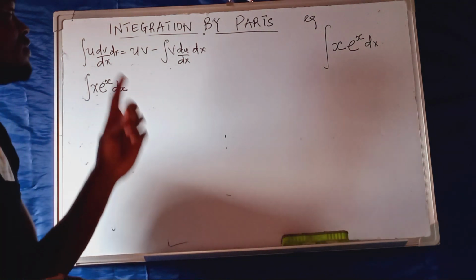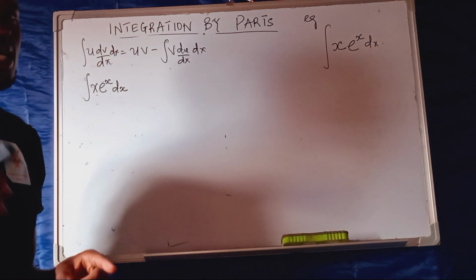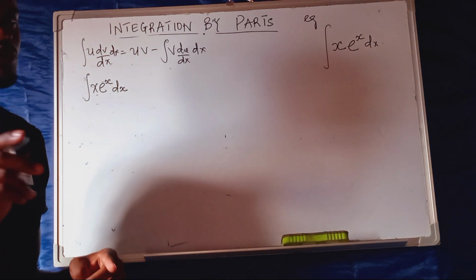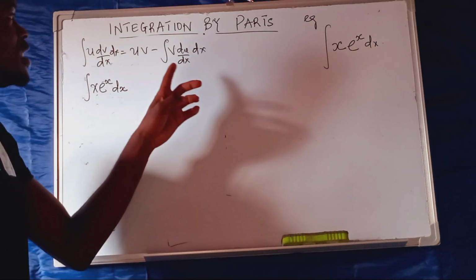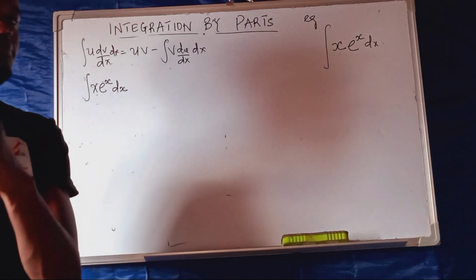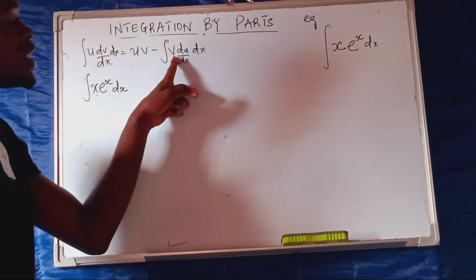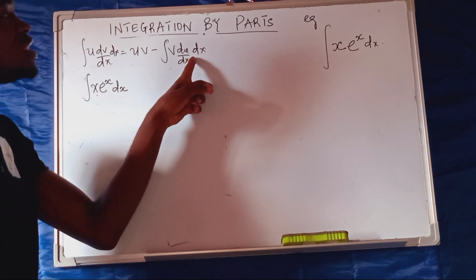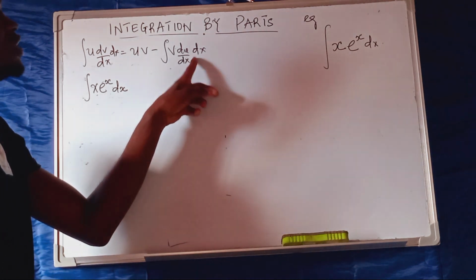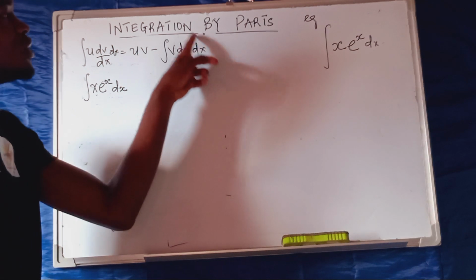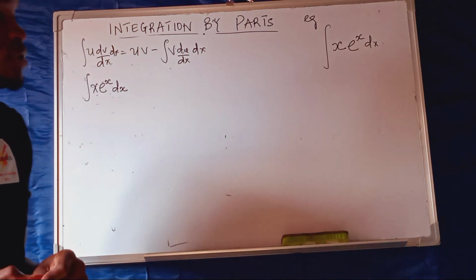Remember that if we choose our dv/dx to be the x, we shall have v as x squared over 2, because we know if we integrate x, we get x squared over 2. So after getting that v, we shall replace it here, which is x squared over 2, plus du/dx, which is e^x. And you see that we shall still have a lot of work to do on this function. So the choice is very important.